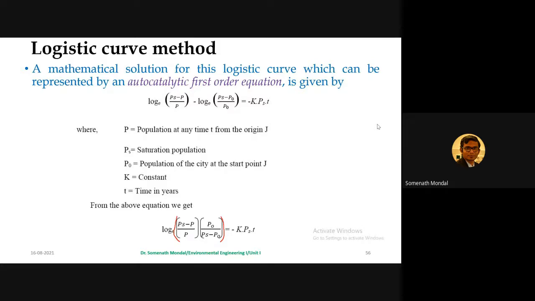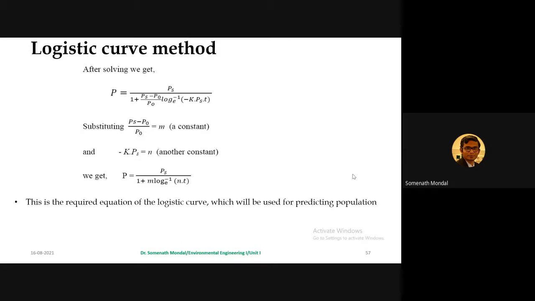So here again, all the notations are known to us, and based on this equation, after solving, we can get the value of P, and you can see that equation over here. (PS minus P0) by P0 can be considered as a constant, which can be denoted as M. Similarly, K into PS would be another constant which would not have any other influence, so that can be considered as a constant and denoted as N. So the final equation would become P equals PS by (1 plus M log inverse NT).